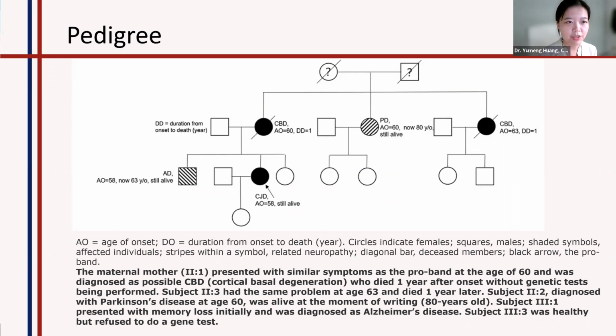So we asked about the patient's pedigree. And here we saw that this patient has an age of onset at 58 years old, and she lived more than 1 year. But on her maternal side, there are 2 patients diagnosed with corticobasal degeneration. We're not sure whether these patients were CJD diagnoses because we lacked the test to confirm the diagnosis, but their symptoms can be one type of CJD, and another one was diagnosed with PD at the age of 16.